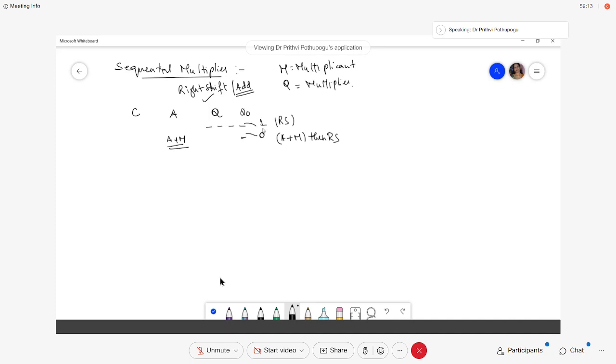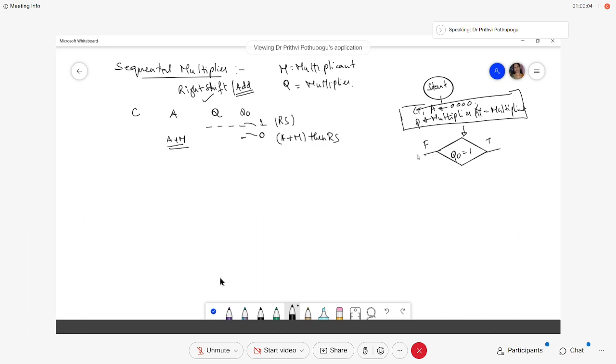So in the beginning, you take the C bit, and A is fed with all zeros. How many bits you have, that many zeros. And make Q the multiplier and M the multiplicand. Then after you fill the values, check the value of Q0. If it is 1, it is true, and if it is 0, it is false.